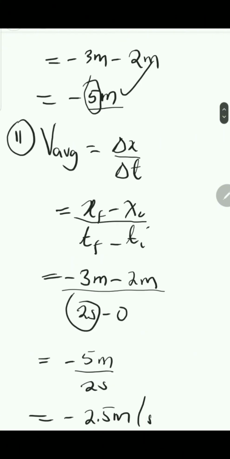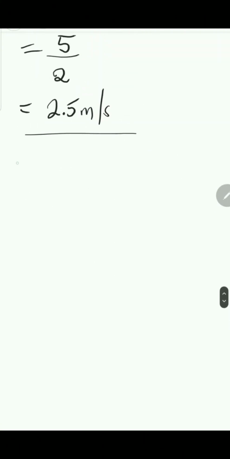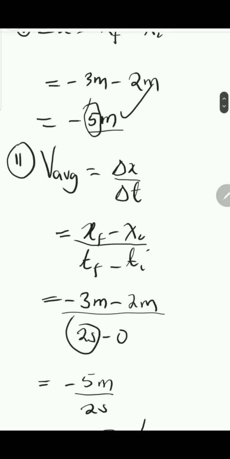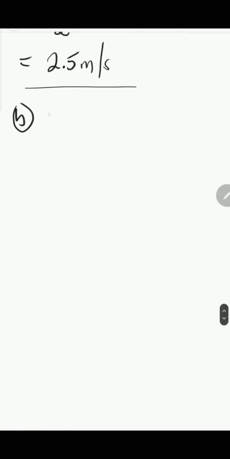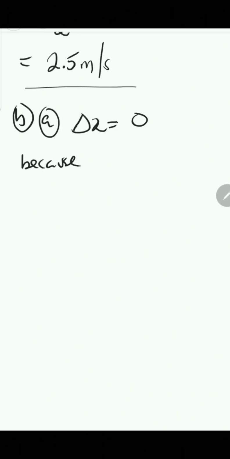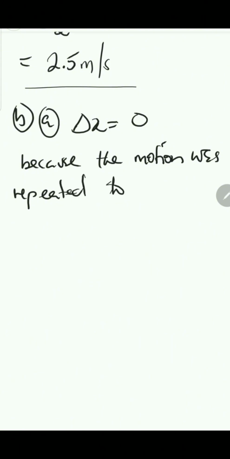From there, you move to the next one, which is finding B. B was simply repeating what we have in A. Given that this same car goes back to its initial position, the displacement will be equal to 0, because it went back to the starting position. That's why we obtain a displacement of 0 in this case.